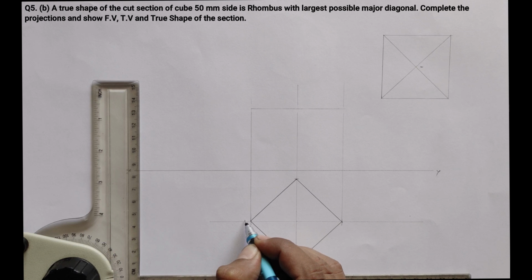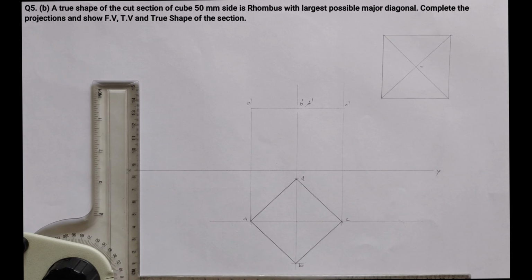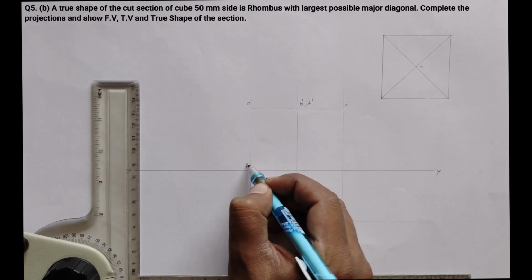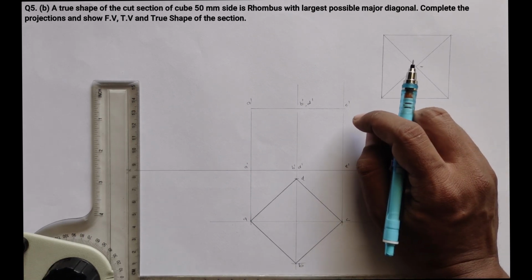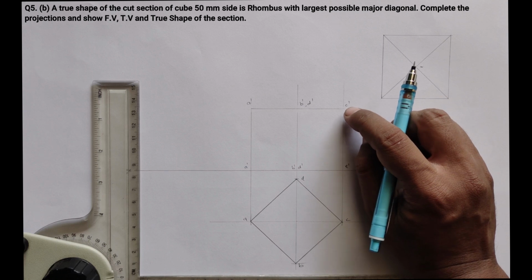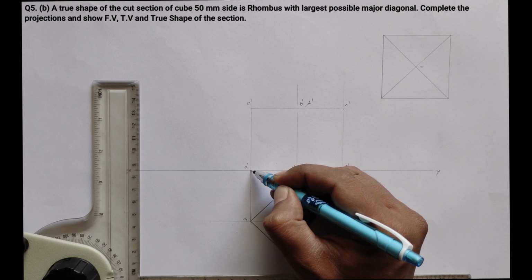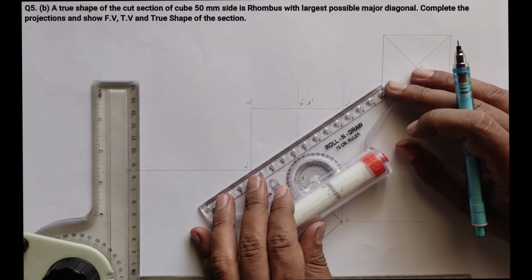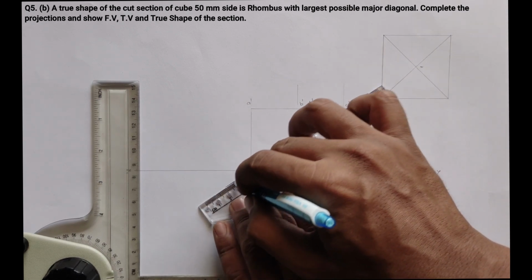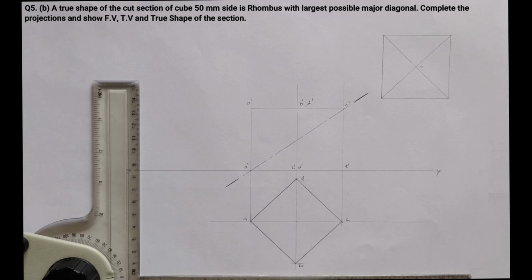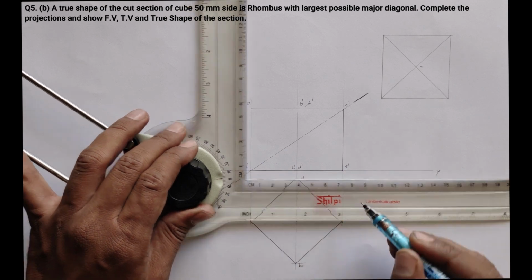Let us give the labels. In order to obtain the rhombus of largest possible major diagonal, you have to take the section from the top corner and the opposite bottom corner. Making the ends dark because this is a section line. This is the remaining portion after taking the section.